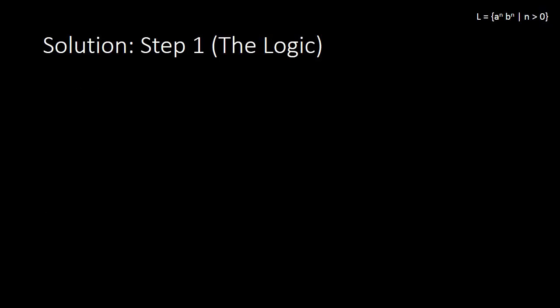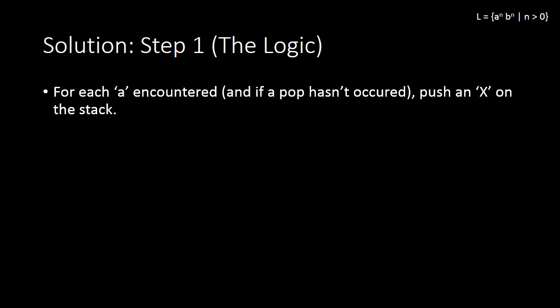So the logic for solving this sum is pushing a stack symbol on top of the stack when we encounter an A and popping out that stack symbol when we encounter a B. So in the end, we should be left with an empty stack if it follows this language. If we're left with an empty stack, that means the string belongs to this language, otherwise it doesn't. So for each A encountered, and if a pop hasn't occurred already, push an X on the stack.